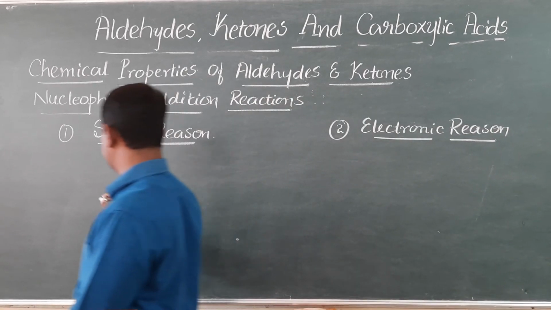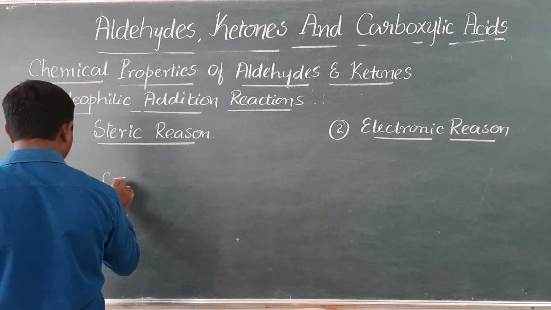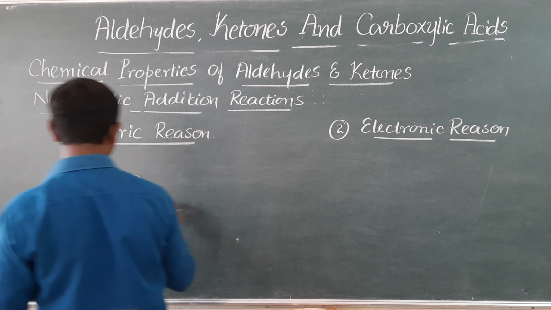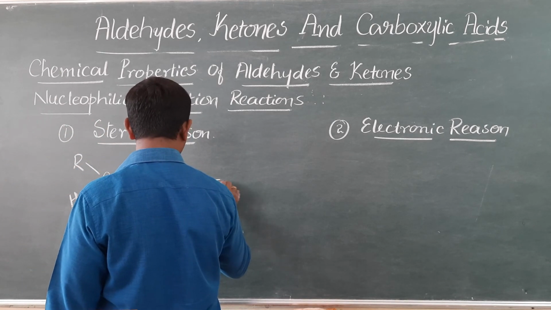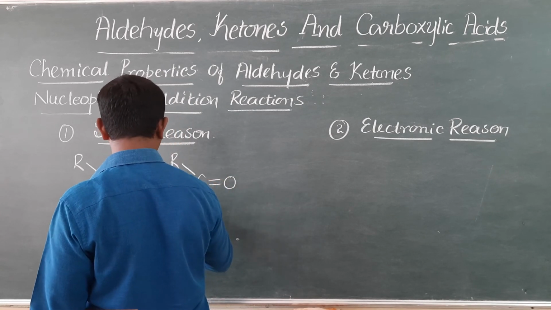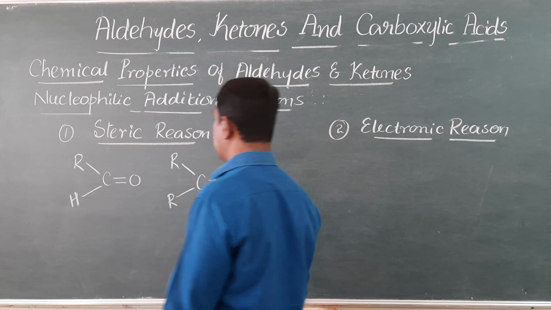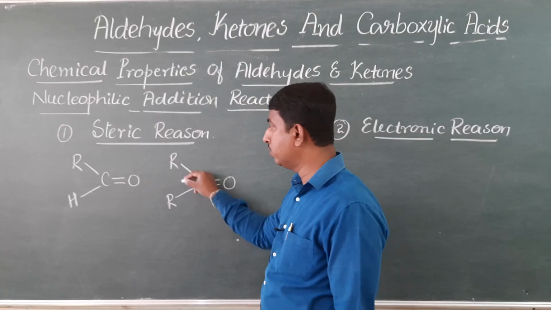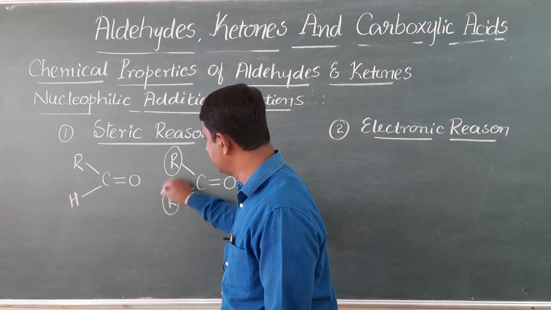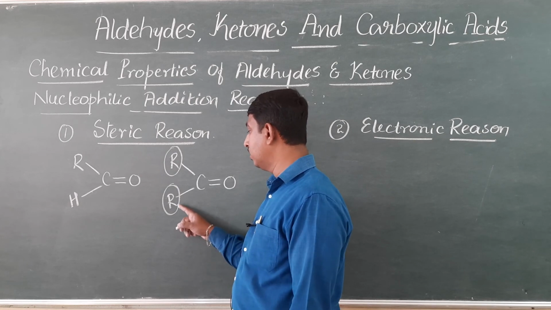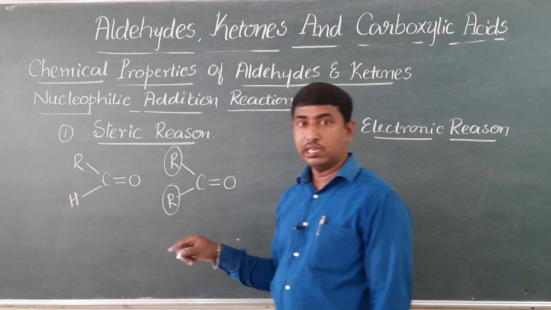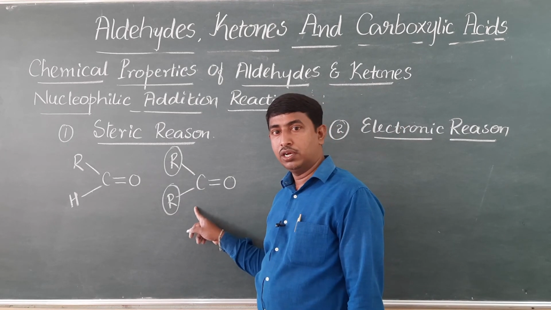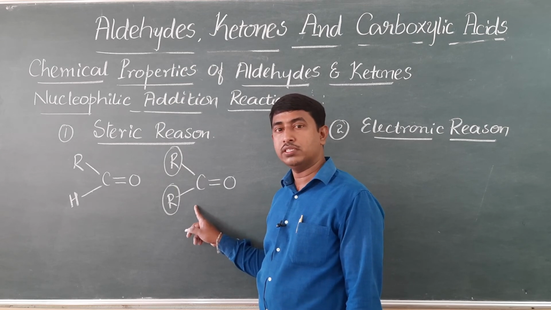Now what is that steric reason? The formula of aldehyde is like this: C double bond O, R, and a single bond to H. Ketone is like this: C double bond O, R, and again an alkyl group R. In the case of ketone, the carbon atom is directly bonded to two bulky alkyl groups. These bulky alkyl groups hinder, or oppose, the approach of the nucleophile towards the carbonyl carbon.